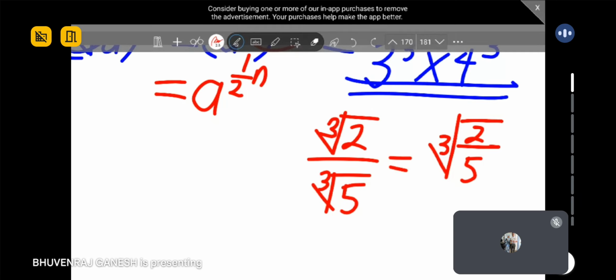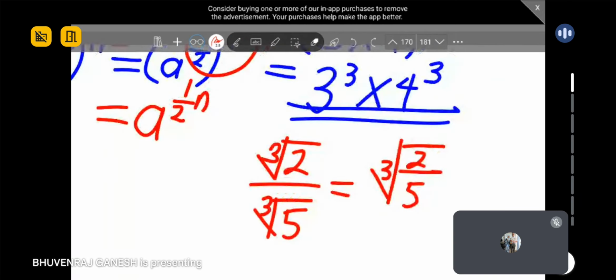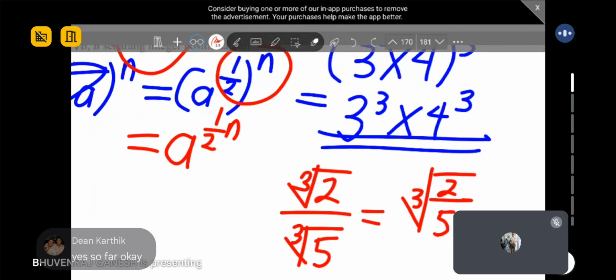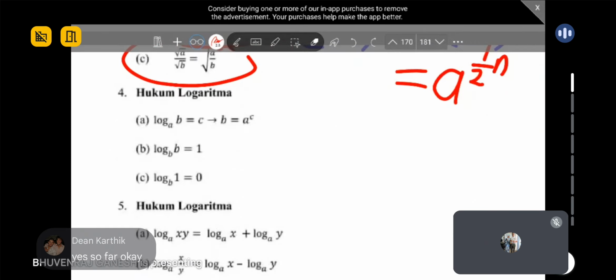Boleh faham guys? Do you understand this rule over here? Can, right? So far a lot of rules already. 6 for index, 3 for surd. Total 9 dah. Okay, already 9 rules that you all must know. So now come to the log.